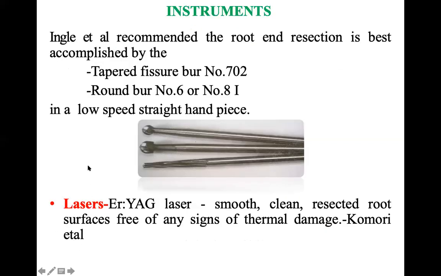These are the instruments which are recommended for doing apicectomy, that is cutting away the apical third of the root. You have round burs, two types, number 6 and number 8, and a tapered fissure bur, number 702, in a low speed straight handpiece. We do not use high speed or an air rotor to cut the root, because there is a chance of air escaping into the tissue and causing other problems.